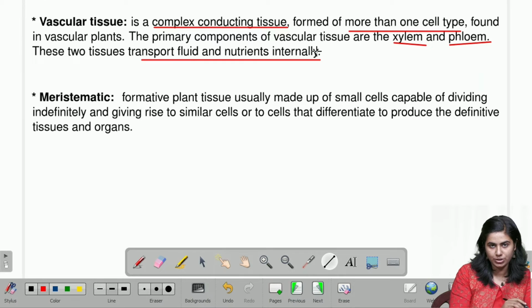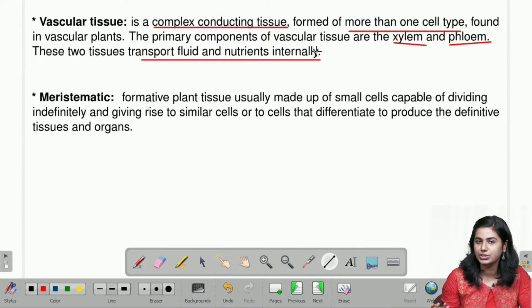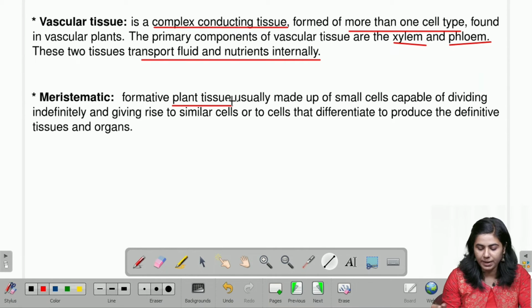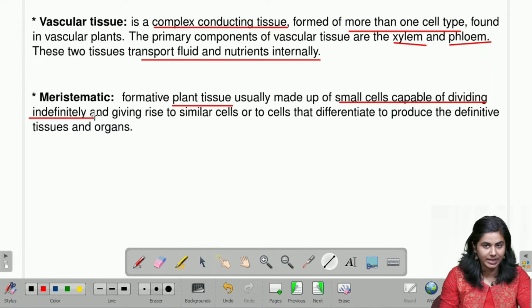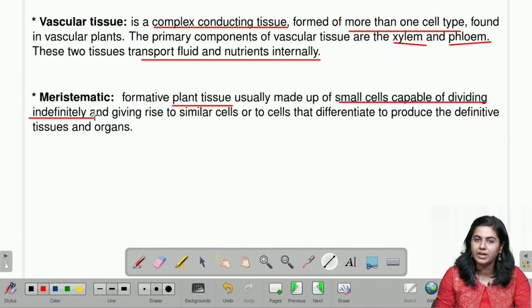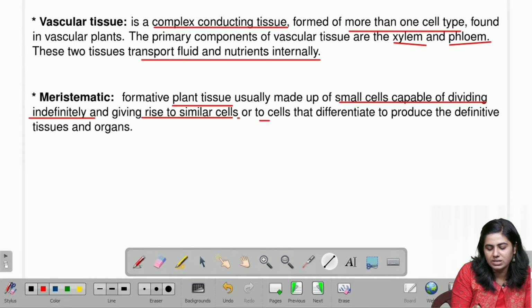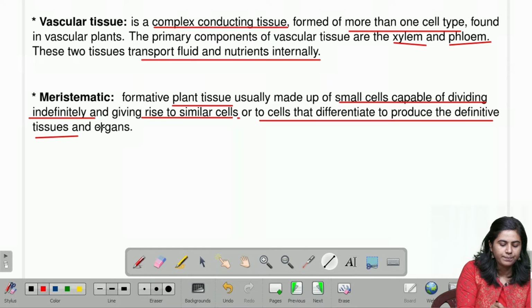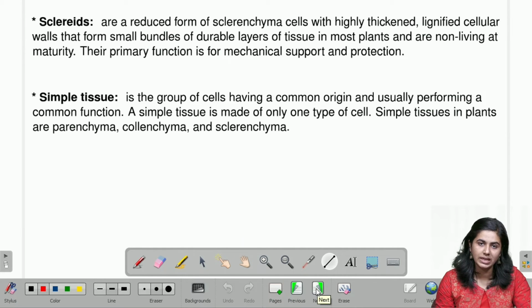Now, meristematic tissue. Meristematic tissue is naturally seen on the tips or the apical region of the plants. Meristematic cells are the formative plant tissues, usually made up of small cells capable of dividing indefinitely and giving rise to similar cells or cells that differentiate to produce definitive tissues and organs, right?